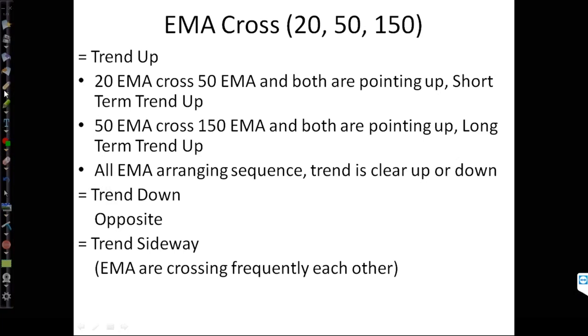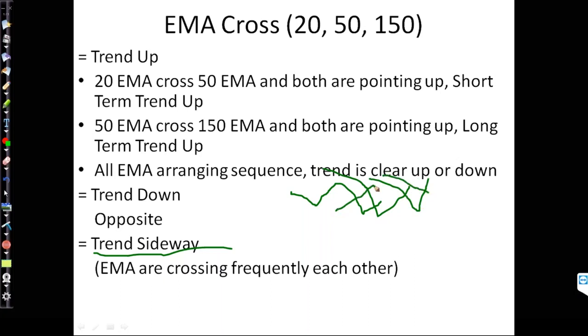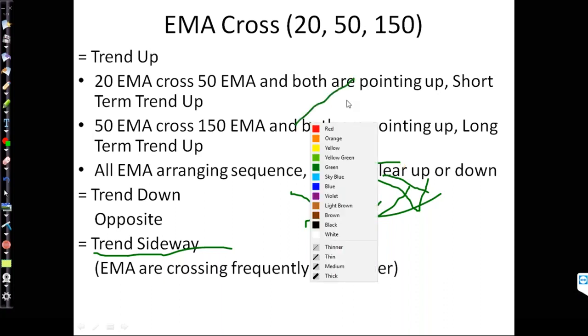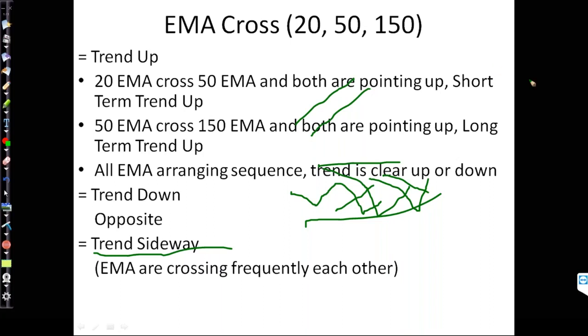Now, sequence sideways. I confirm the market is sideways when all the moving averages are crossing each other like that. It's called crisscrossing. There is no clear trend, all moving averages crossing each other, and it still looks like a zigzag. When they are forming like that, don't trade. Come out from the market and wait for the trend to become clear. I'll show you how they form like that.